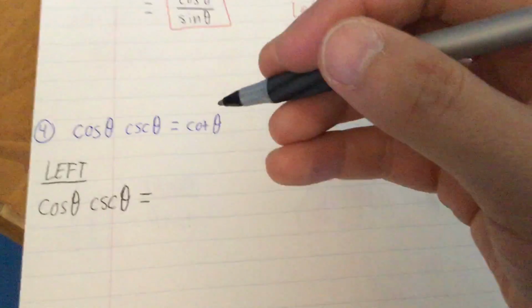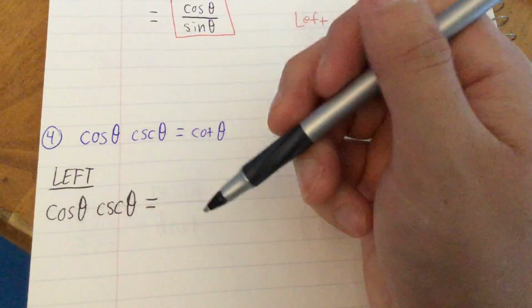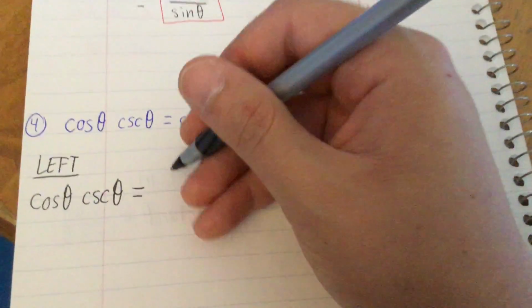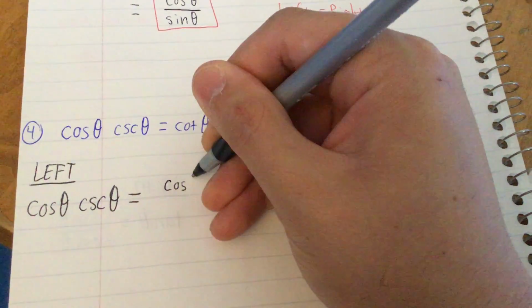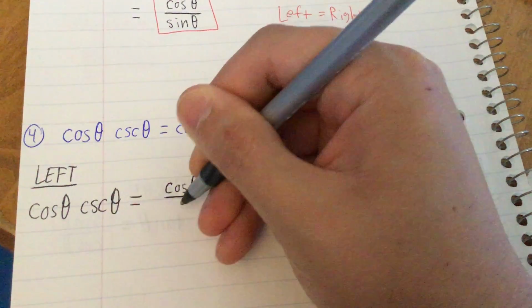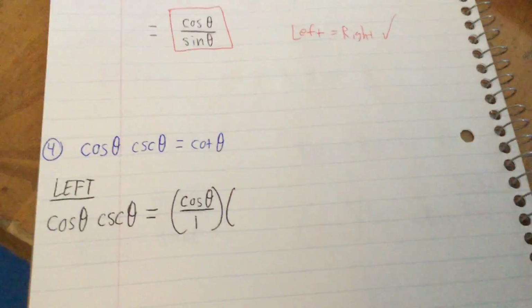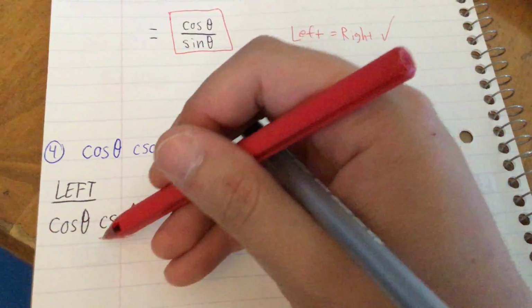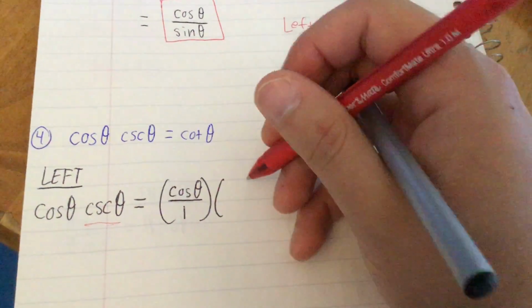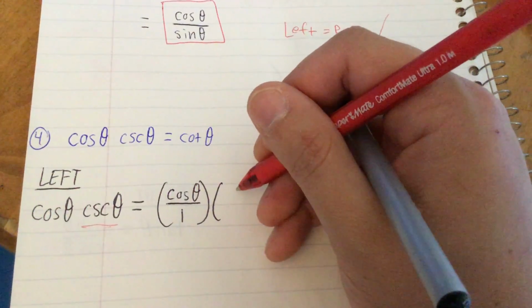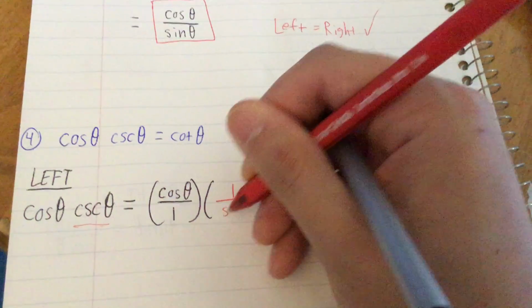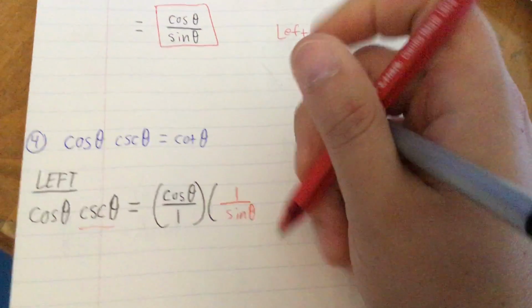So I'm going to use the same idea. Can I break down cosine? Not so much. Cosine of theta over 1. And I can rewrite cosecant of theta. I'm just going to make a little note to myself. You don't have to do this with color. That cosecant of theta is the reciprocal of sine, so 1 over sine, by definition.